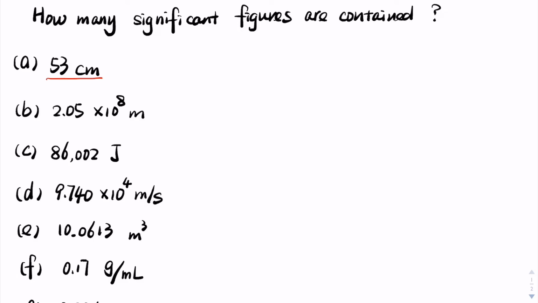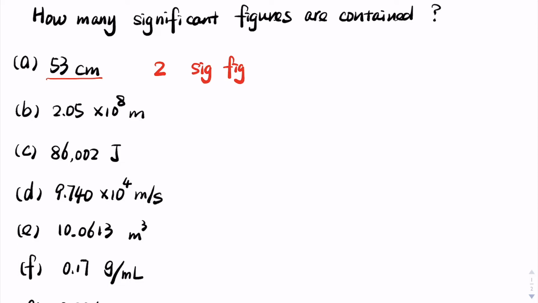In this situation, both numbers in this measurement are non-zero numbers, so both of them are significant. So in this number we have two sig figs. Okay, we have two significant figures. And then in the second number, question B, it's 2.05 times 10 to the power 8.